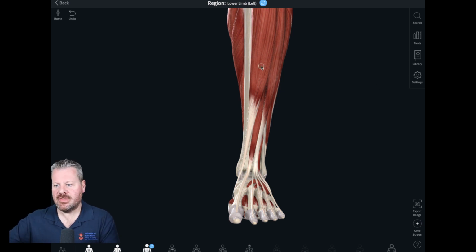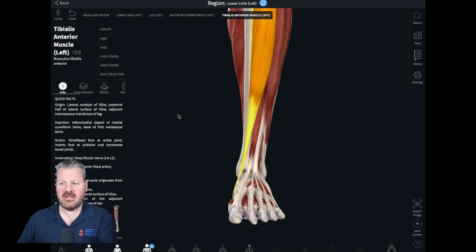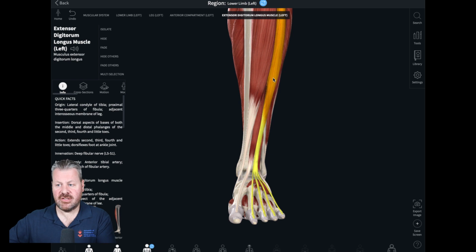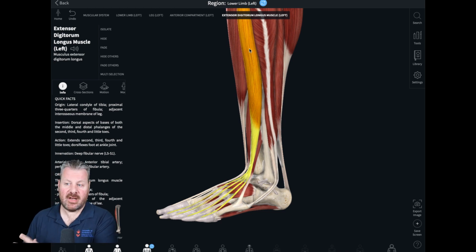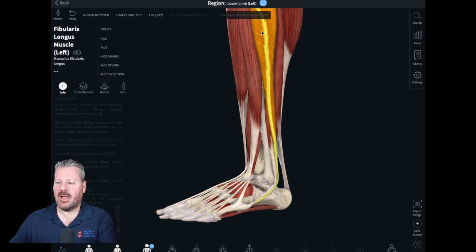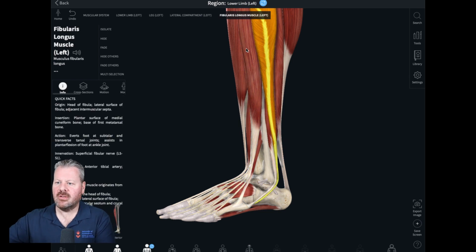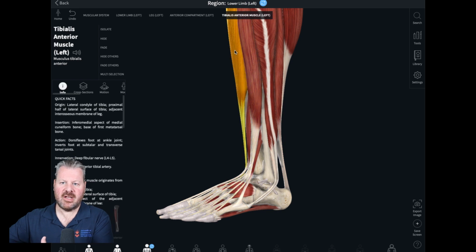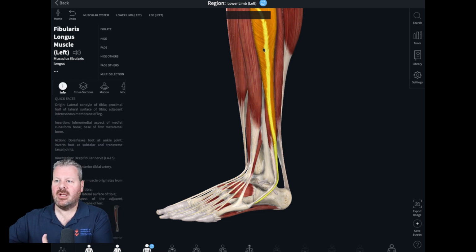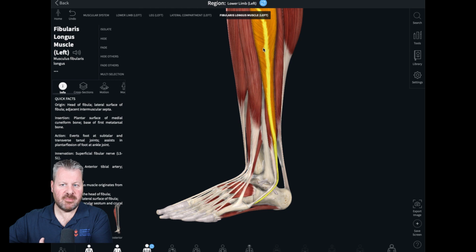Anterior compartment, tibialis anterior, extensor digitorum muscle. Move round to the lateral compartment. Debate whether extensor digitorum should be in the lateral compartment. I tend to look at the position of extensor digitorum and place it alongside tibialis anterior. Then we move to the lateral compartment proper, fibularis longus or peroneus longus.